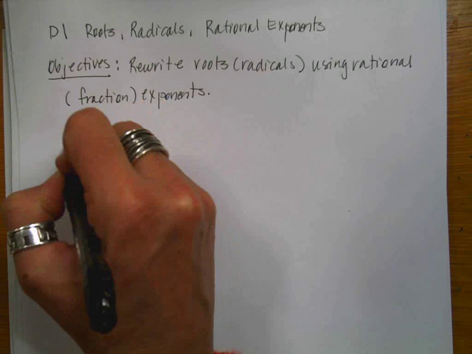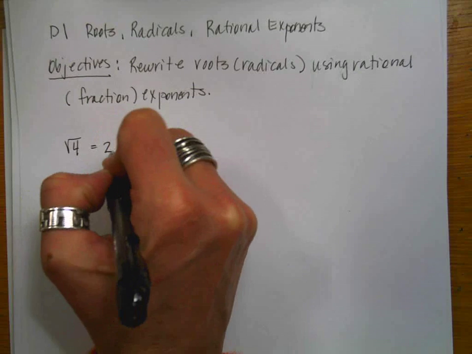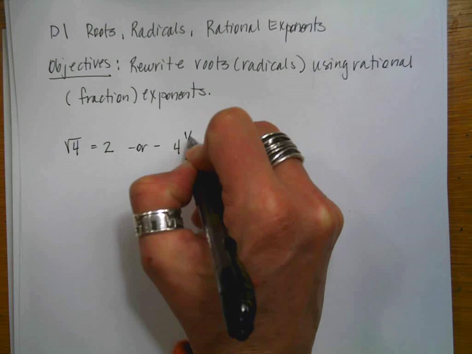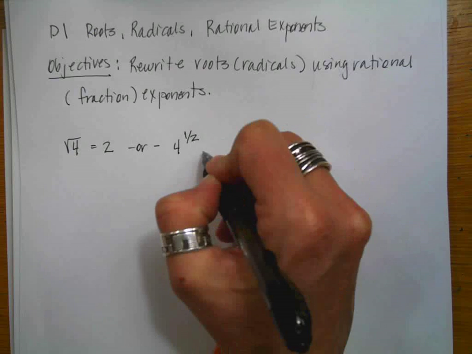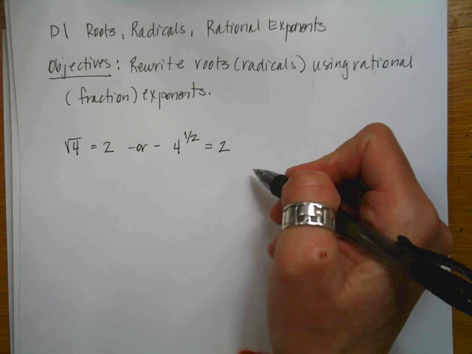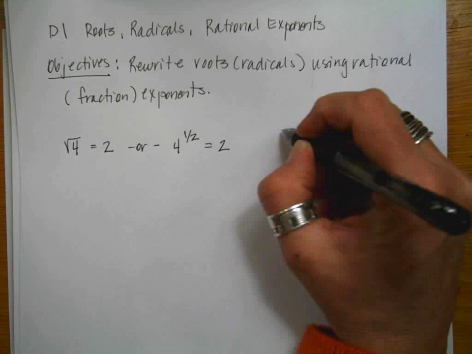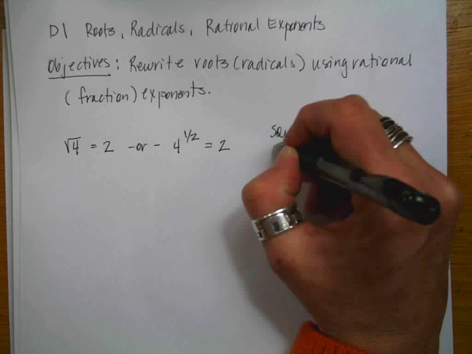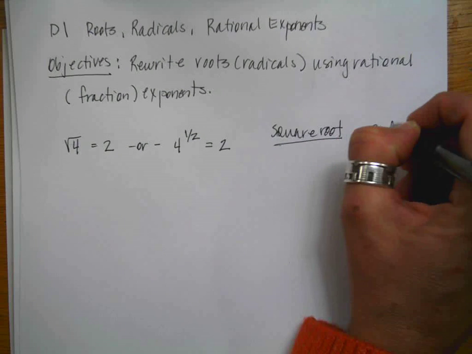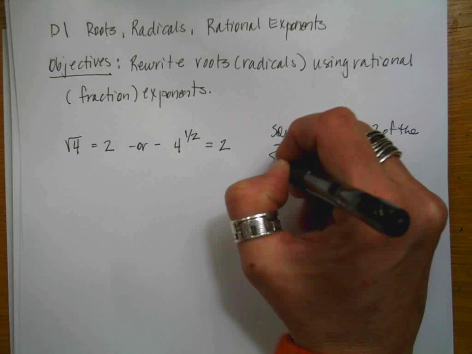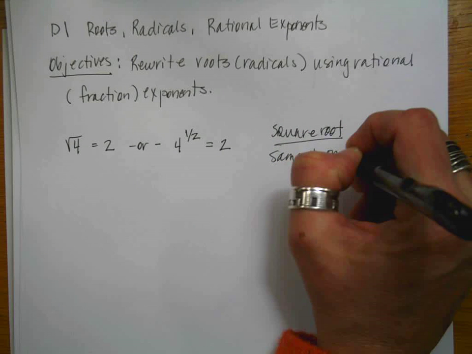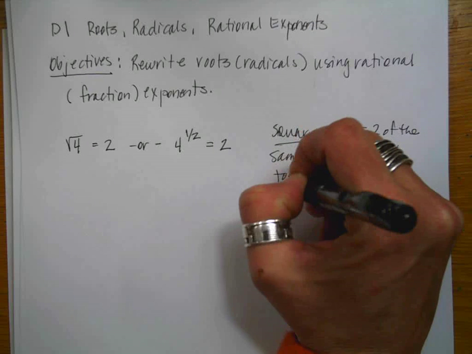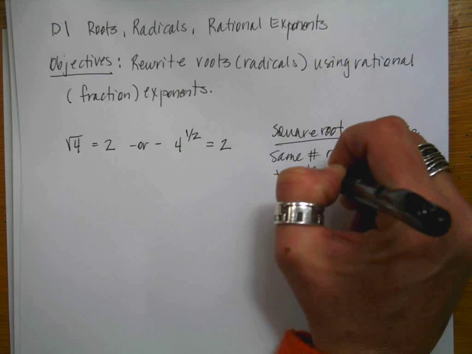So for example, the square root of 4 is 2, or I could write it as 4 raised to the 1/2 power, and I would also get 2. And I'll show you these in your calculator in a little bit. So remember that this is a square root, which means that it is 2 of the same number multiplied together. Okay, 2 2's equals 4.